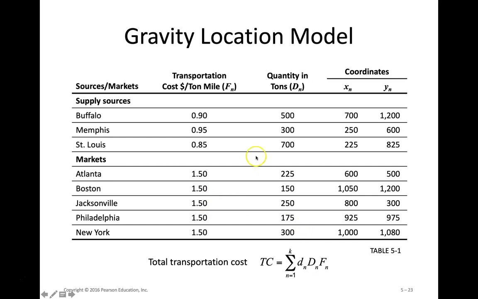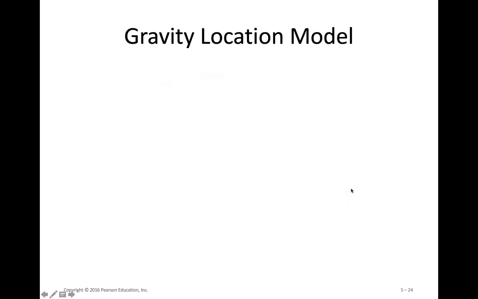The total transportation cost is the cost per ton mile times the number of tons times the distance traveled. The cost per ton mile and the quantity, these numbers we already know. What's unknown is the distance. So how do we calculate? How do we figure out what the best value is?